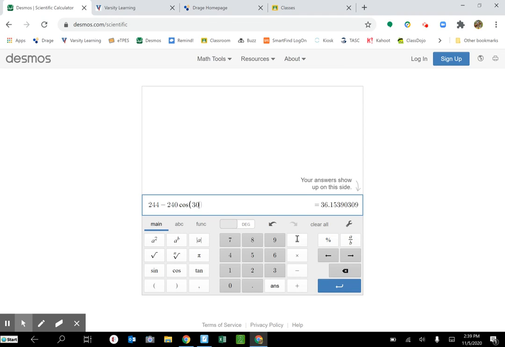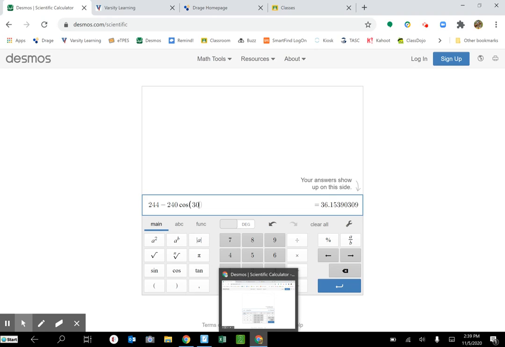And we're going to get 36.15390309. So I would take all of that information. When you guys are doing this in a calculator, take all of that information. And now that's a squared. So let's pop back over here. I'm just going to write that whole thing down.